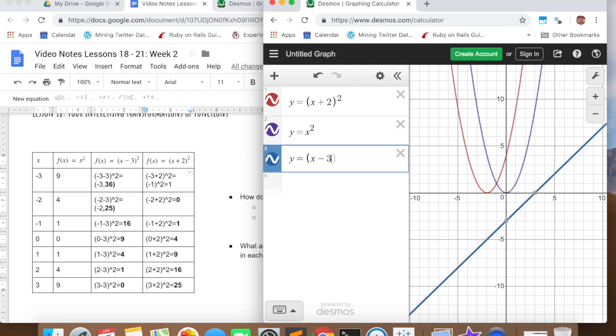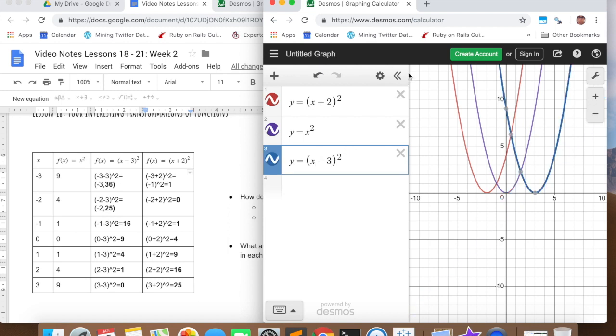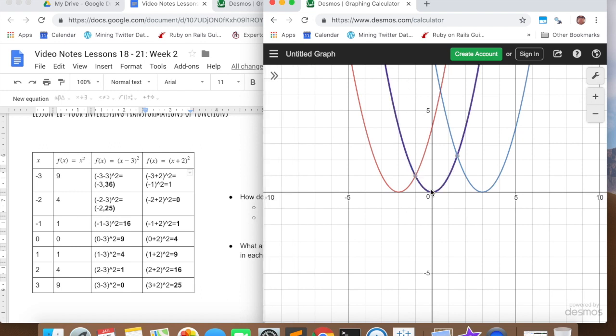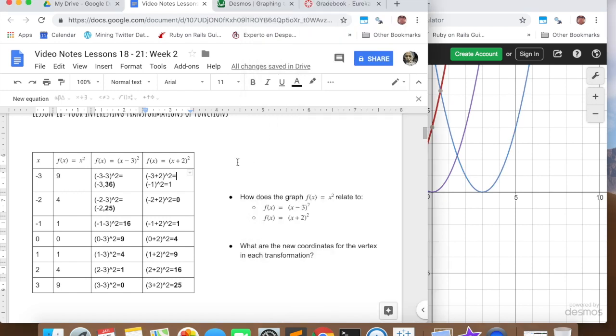I'm going to go ahead and give you the parent function here. It's x squared. And since we're going to talk about the differences between these two, I'm going to go ahead and put both of them in the graph. So my parent function is in purple. The one that I am subtracting 3 is in blue. And the one that I'm adding 2 is in red.